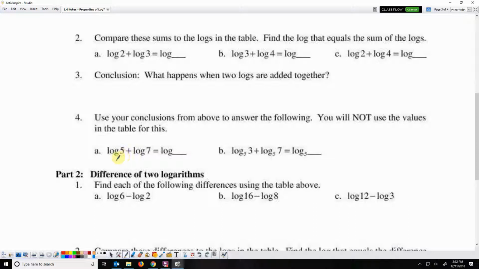So log 5, so that's a base 10, and log 7, another base 10, added together is the same as log base 10, which is common log, 5 times 7, which is 35. Log base 5 of 3 plus log base 5 of 7 is log base 5 of 3 times 7, 21.